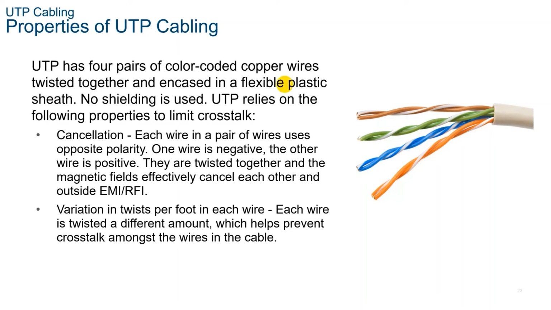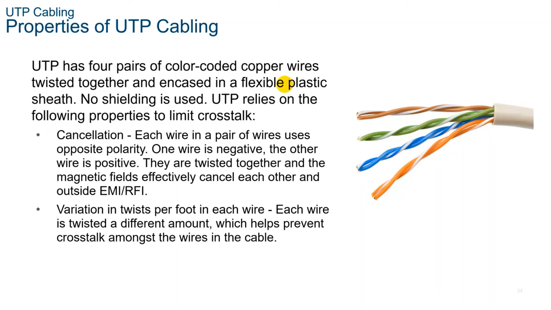Okay? So the first technique is, of course, cancellation. Designers now pair wires in a circuit. When 2 wires in an electrical circuit are placed close together, their electromagnetic fields are the exact opposite of each other. Therefore, the 2 magnetic fields cancel each other and also cancel out any outside EMI and RFI signal.